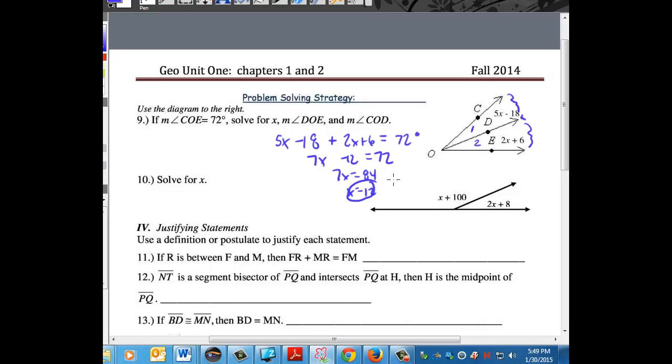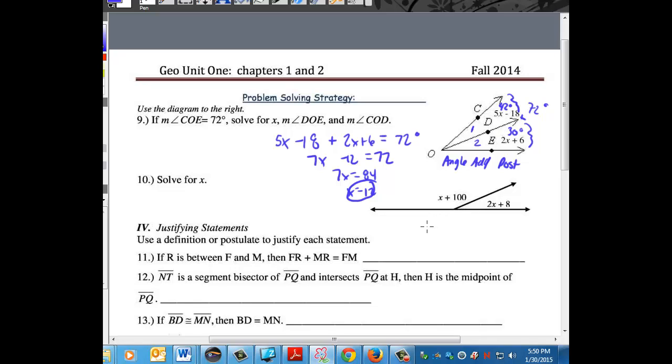Remember that once we find x, we have to then plug it back in to find each interior angle. So when I plug in 12 for x, I get 60 minus 18. That's going to give me a 42 degree angle. And then 12 times 2 is 24, plus 6 is 30. And always check to make sure that these two angles add up to what was given, which was 72 degrees. And yes, everything checks out. Again, this was the angle addition postulate. That was the rule that we used in order to solve this problem.